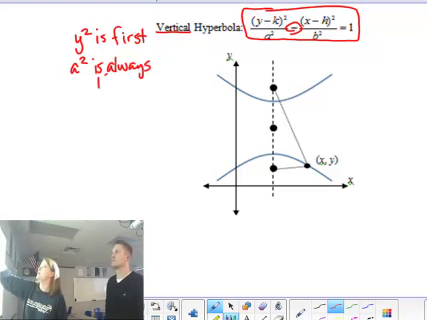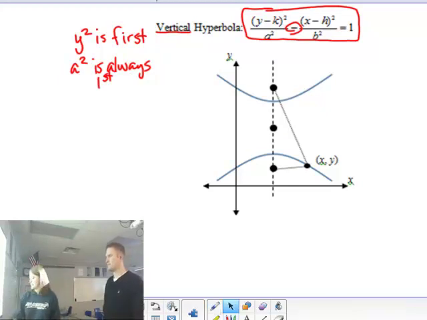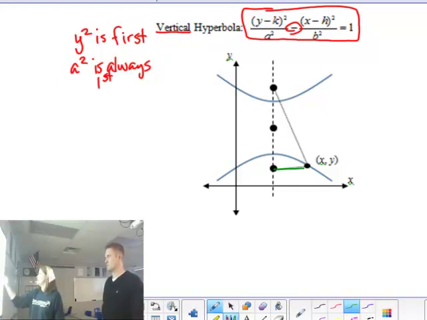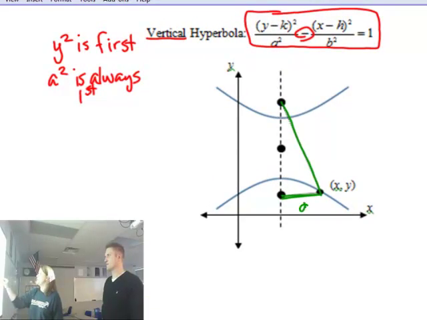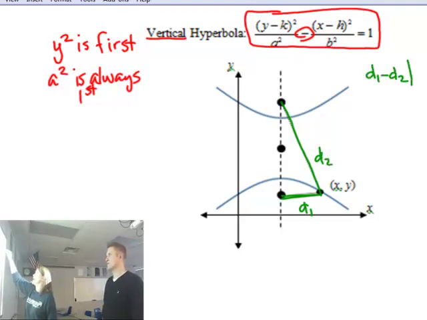Again, let's start with our definition. Our distances here to the foci have to be subtracted. And when we take d1 minus d2 or vice versa and the absolute value of that, we get a constant. That's the definition.